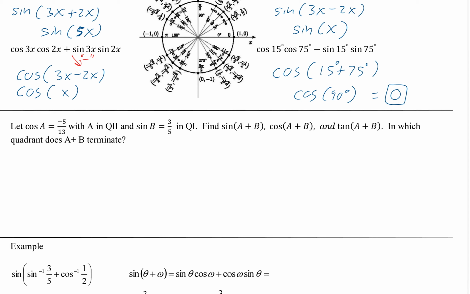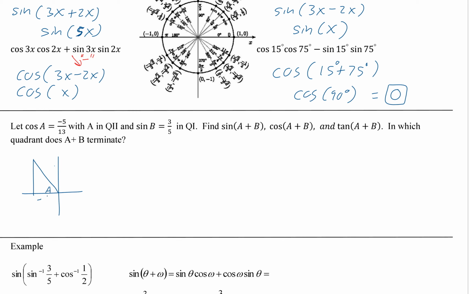So what we have here is our two angles. We have cosine A equal to negative 5 over 13, and cosine B is 3/5. Cosine A is negative, so A is in quadrant 2. And B is in quadrant 1. So if you remember, each of these is a triangle. So we can write our triangle, but we need to make sure it's in quadrant 2. So that's the triangle for A.